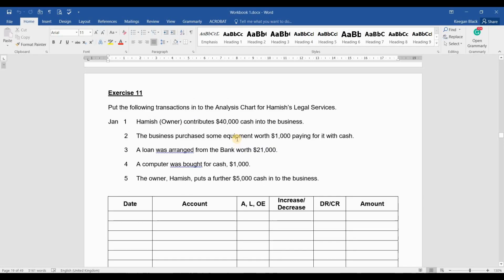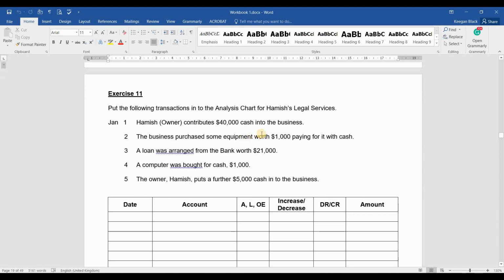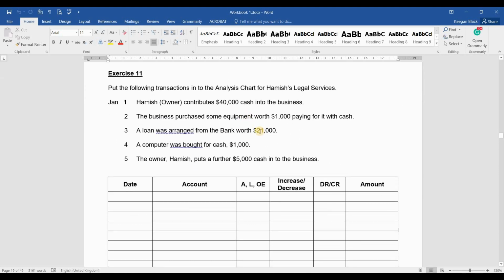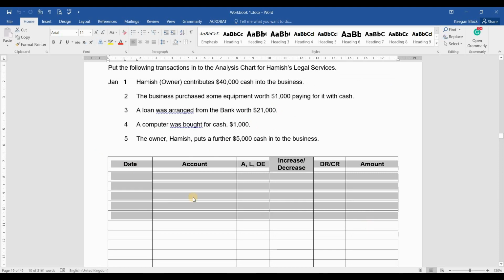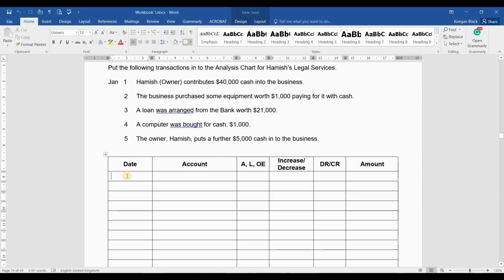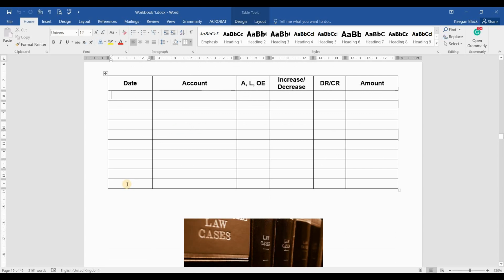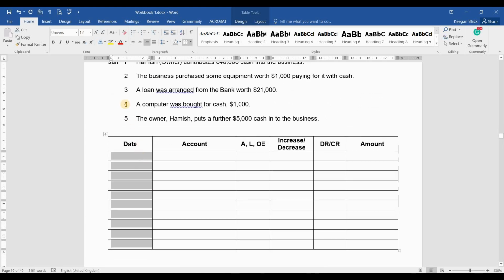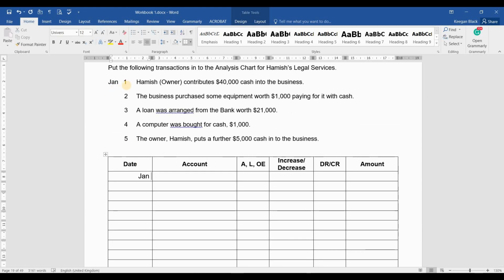This is exercise 11. It's in your book on page 19, and I'm just going to go through it now, doing the relevant debits and credits. You can see that on January 1st here, Hamish, the owner, contributes $40,000 cash into the business. Okay, so this thing here is something we call an analysis chart, where we have to put in the date. So we know, for example, that the date for this first transaction is January the 1st. So I'm going to put January the 1st. We know that there are two accounts that are affected. In accounting, we like balance. It's very zen that way.